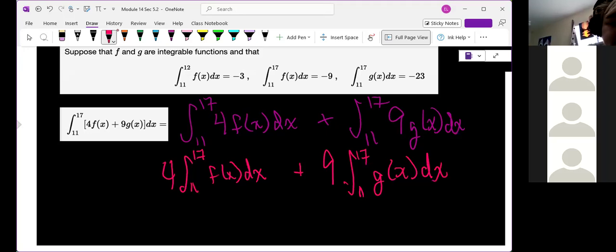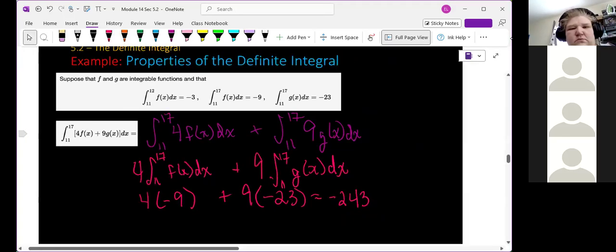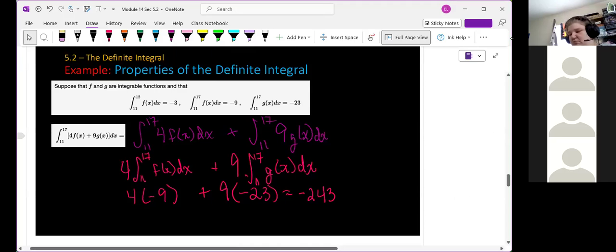And now these match our givens. 11 to 17 of f. This is 4 times -9 plus 9 times 11 to 17 of g, that is ridiculous, -23. Calculator time. -243. All right. So these are not too bad.